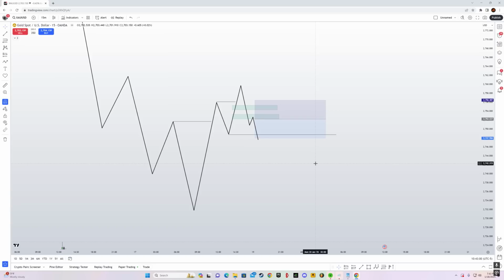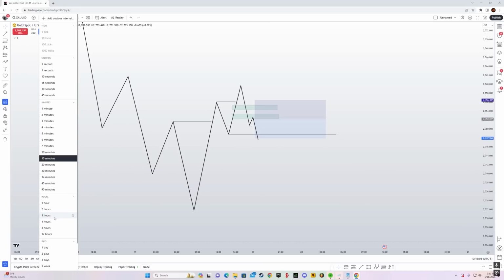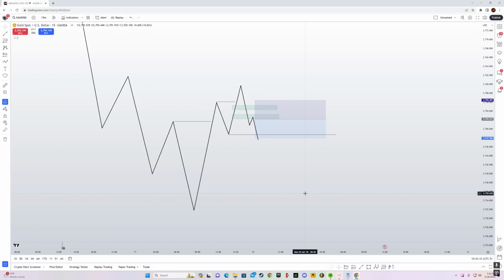If you want consistent results with this strategy, the time frame, ladies and gentlemen, is the 4-hour time frame. So we're going to only be trading on the 4-hour time frame. Why? Don't ask me why we are not trading on the lower time frame.